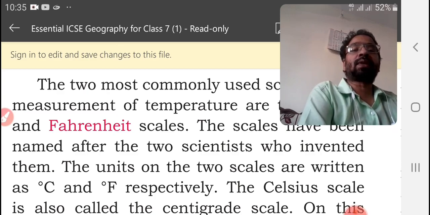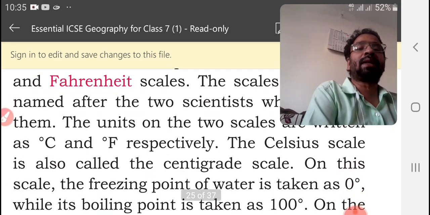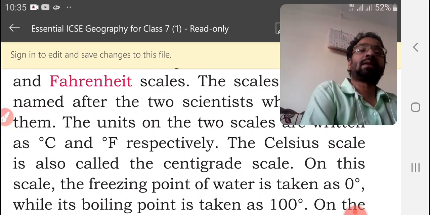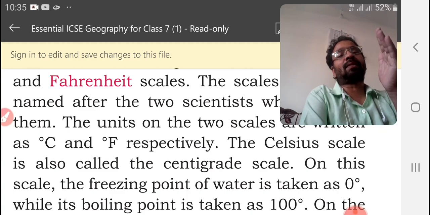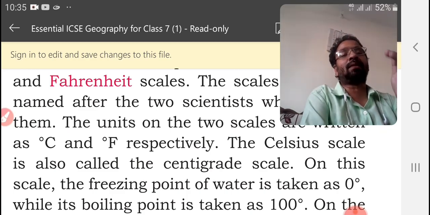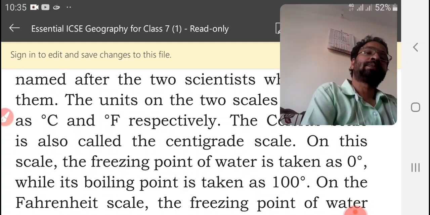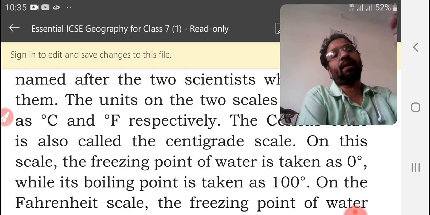The units of the two scales are written as degree Celsius and degree Fahrenheit respectively. The Celsius scale is also called the centigrade scale. On this scale, the freezing point of water is taken as 0 degrees Celsius, while the boiling point is 100 degrees Celsius. Freezing point 0, while at the same time boiling point is 100 degrees Celsius.